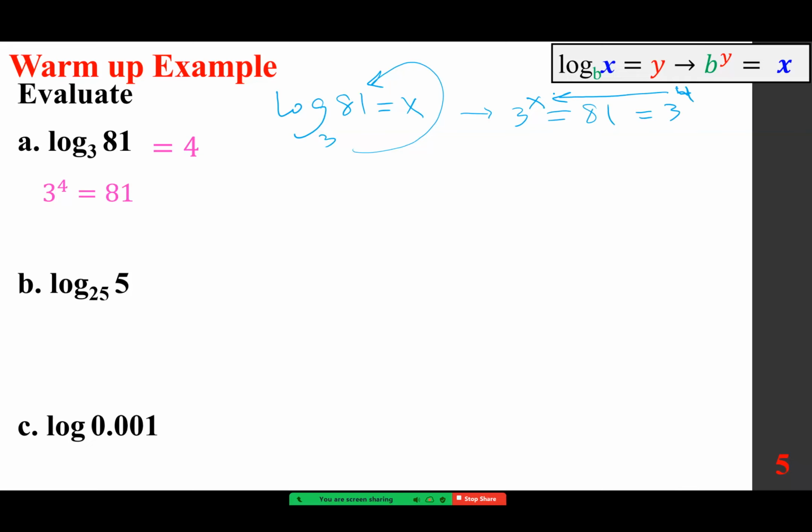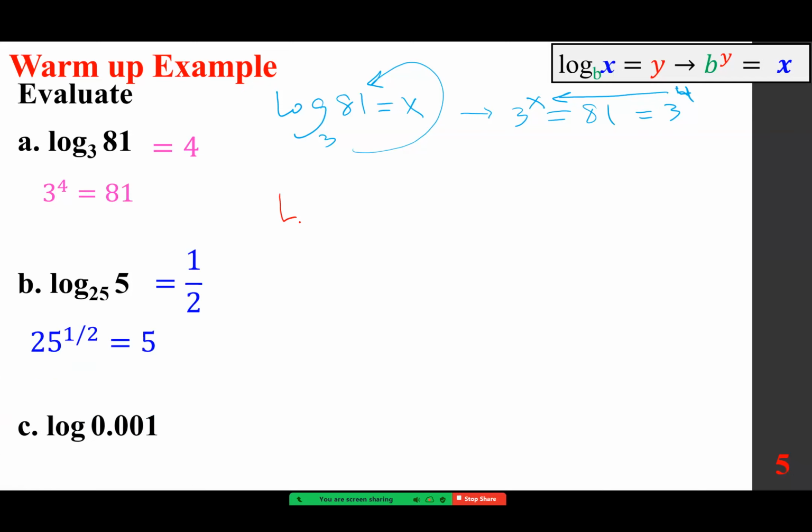This is what we did when we started doing the logs in algebra. The second one, log 5 base 25, or log to the base of 25 of 5. You have to mention the word base somewhere. What is that? It's equal to 1/2. Why is that? Again, if you go with the arrow, because 25 to the power of 1/2, or square root of 25, is 5.